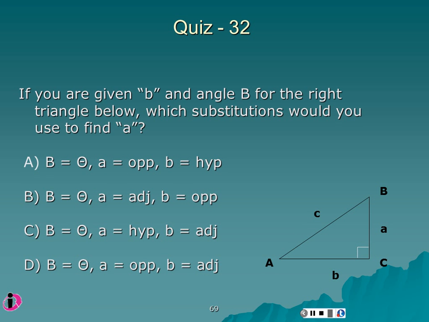So automatically this is your opposite side, and this is your adjacent side. Okay. So which option do you pick? B is theta for sure. A is not opposite. A is adjacent, right? And A is the adjacent side, and B is your opposite side. So the right answer must be B. B is theta, A is adjacent, small b is opposite. No other option will have all three right choices.